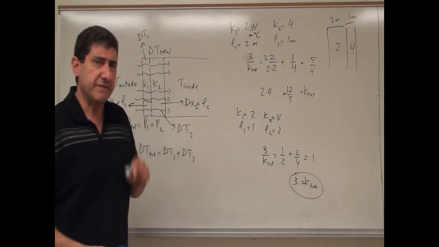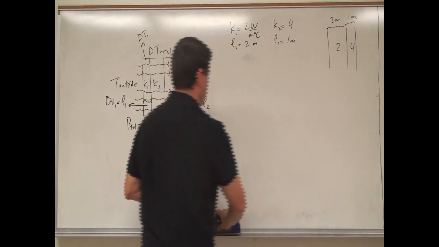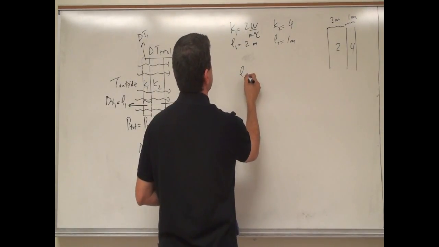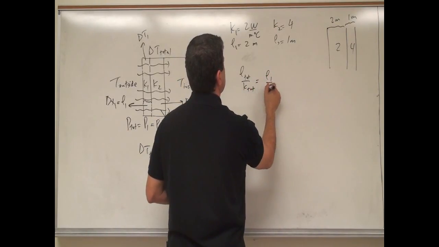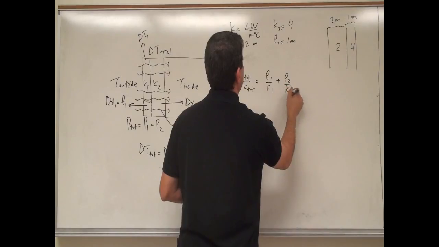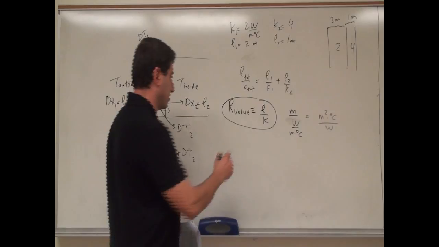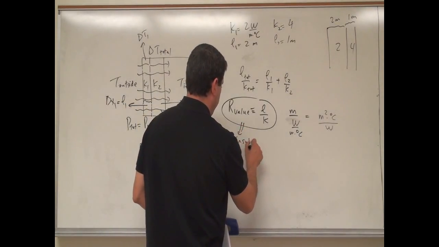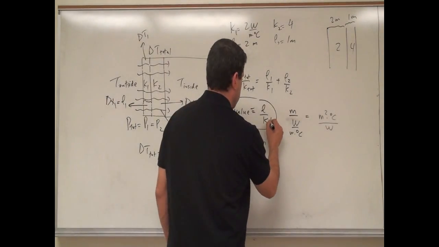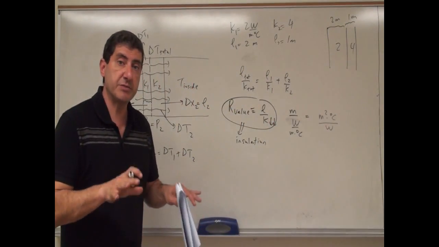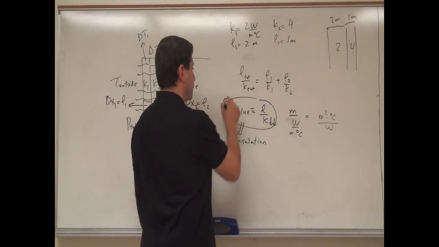So now let's define something known as the R value. Remember, the equation was L total over K total is equal to L1 over K1 plus L2 over K2. This is what's known as the R factor or insulation factor. So the smaller the conductivity of the material, the less of a good conductor it is, but that means it's a good insulator, right? So the insulation goes up.